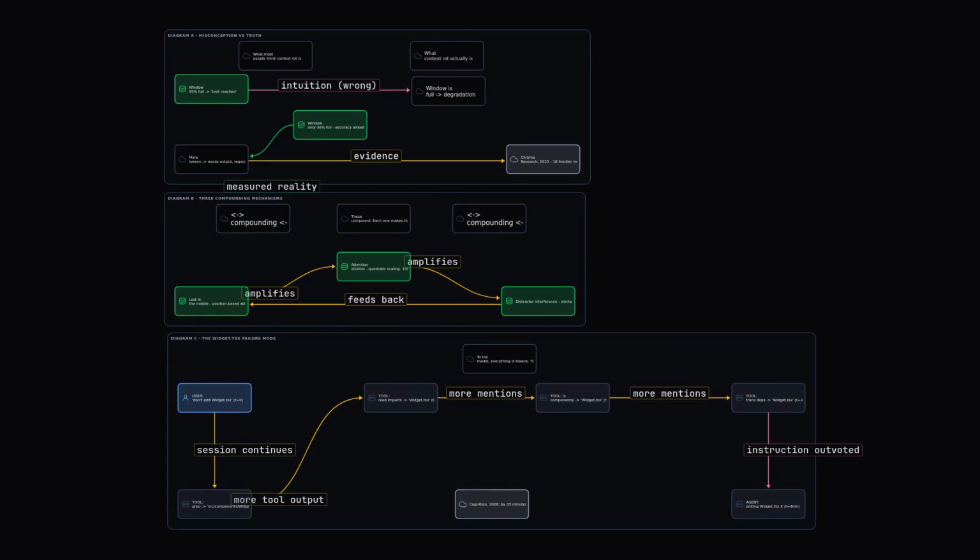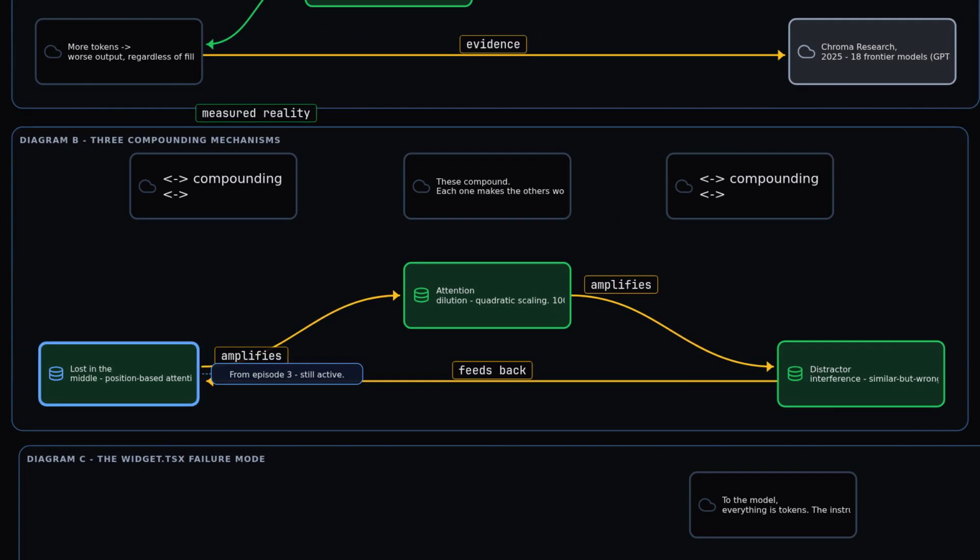Part 2, Why it happens. 3 things compounding. First, lost in the middle, from last episode. As context grows, the middle gets less attention. Information you put 15 minutes ago drifts into the dim zone.